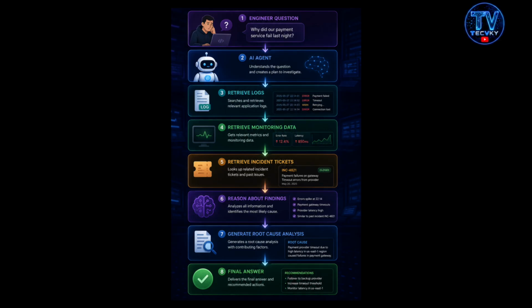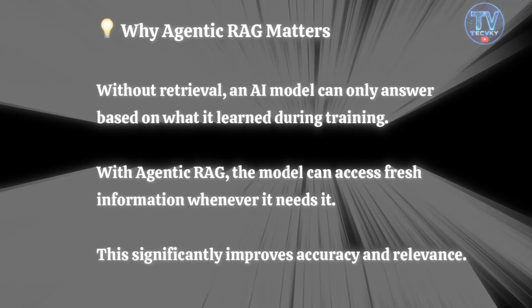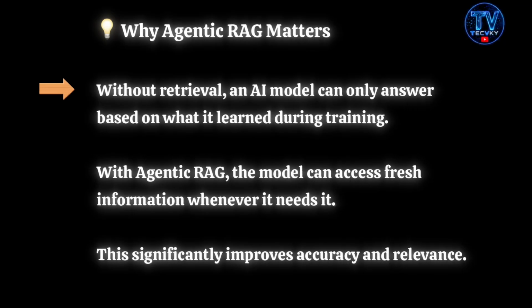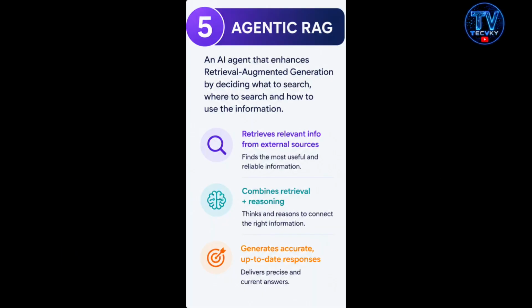Now let's see why agentic RAG matters. Without retrieval, an AI model can only answer based on what it learned during training. With agentic RAG, the model can access fresh information whenever it needs it. This significantly improves accuracy and relevance. So now let's see the benefits. Retrieves relevant information. Agentic RAG connects AI to external knowledge sources, ensuring answers are based on current and relevant information.